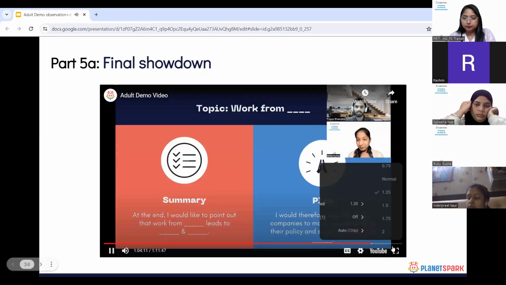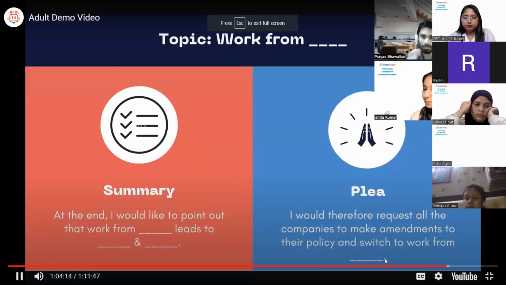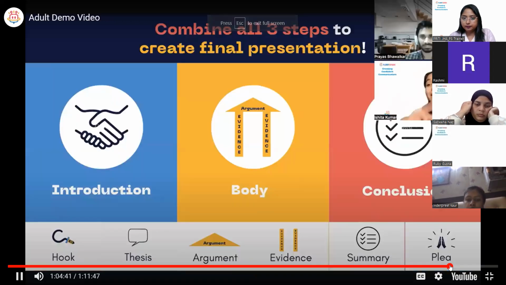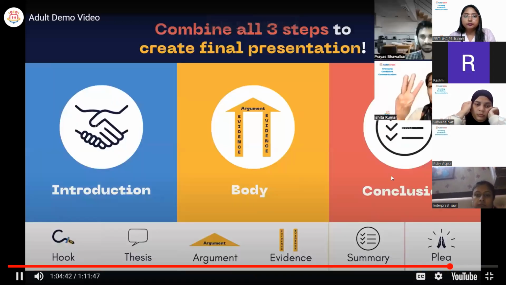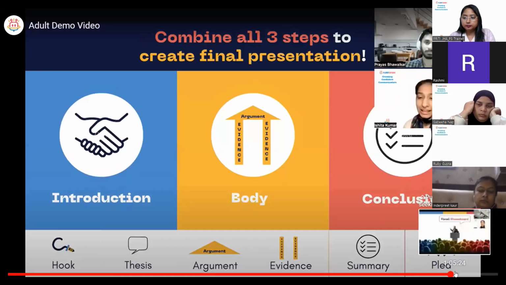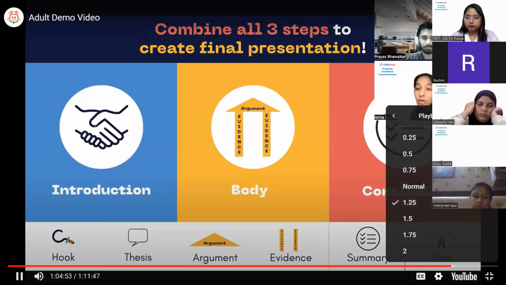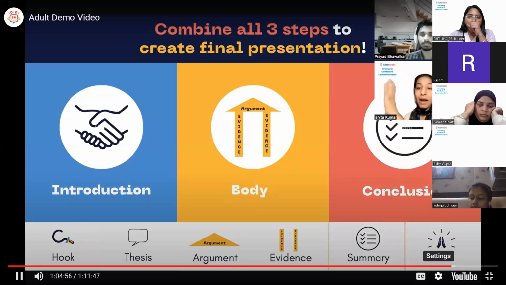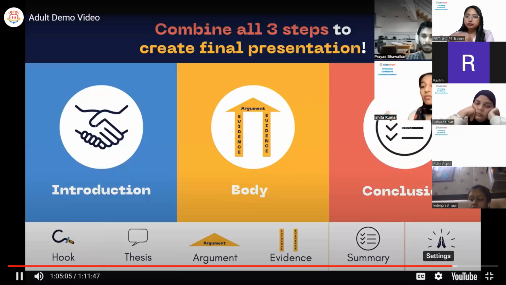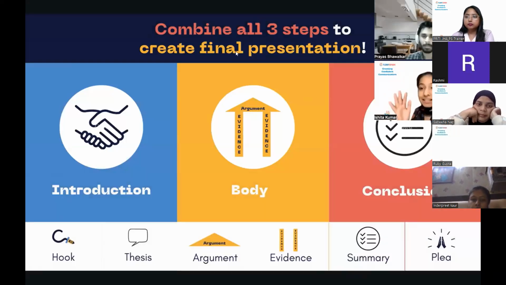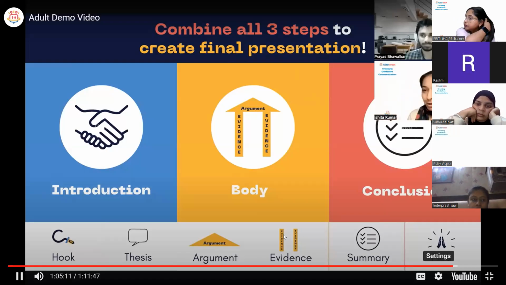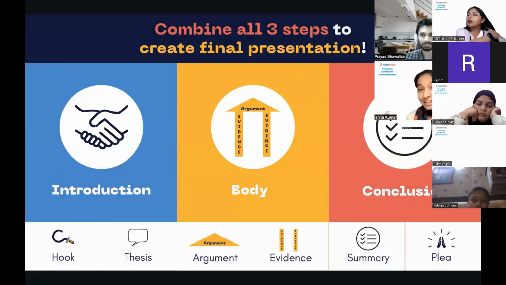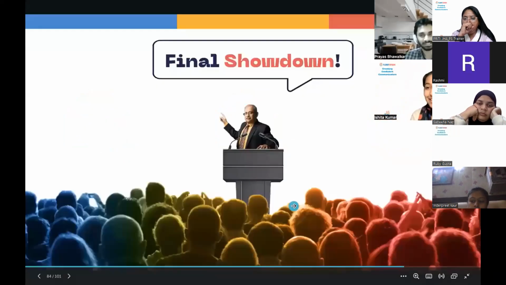I would hence request all companies to make some amendments in their policy. We have already started by saying that we have 3 parts, and each part has also sub-parts. So having an introduction with a very interesting hook that can grab someone's attention, and a thesis, then a body with good argument and supporting evidence, and finally a conclusion that will summarize your points so that everyone can understand the gist of it, and then also making a request, a plea. So are you ready to give your presentation, combine all the pieces of your presentation and be also able to deliver it now? Sure, yes. Okay, I love the energy.